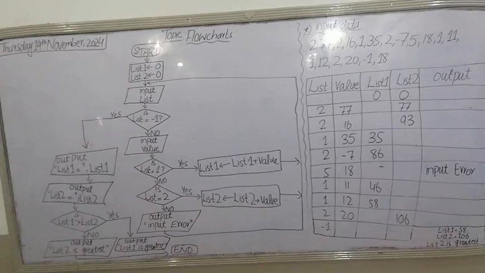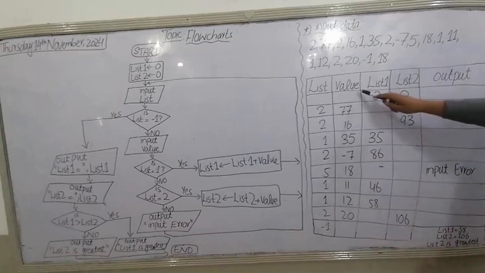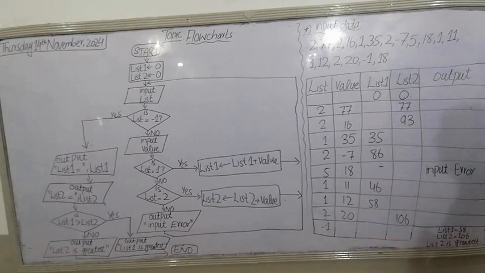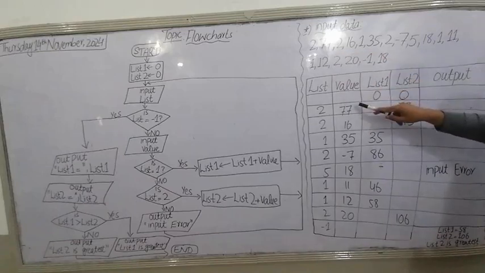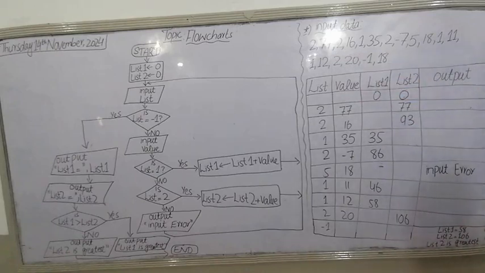Next you can see input value. It means we have another variable called value, and we have to put the digits given to us by the examiner. After 2 we have 77 here. So in this variable value we will put this 77. And the next step is again a condition.